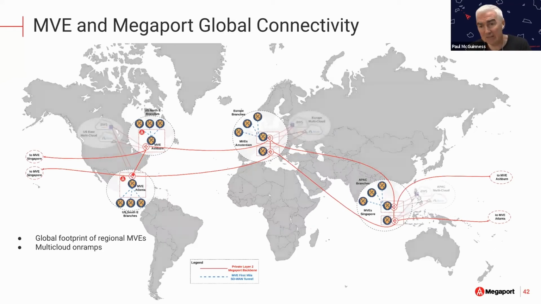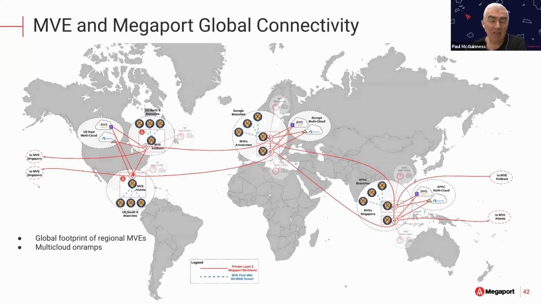And then added into that are the connectivity options to cloud. So I'm just showing Azure and AWS here for each of the regions. They're connecting into their local clouds, but there's nothing to stop branches in Amsterdam going to their local MVE and then reaching a cloud in any other region around the globe.